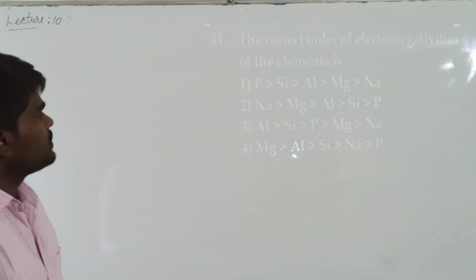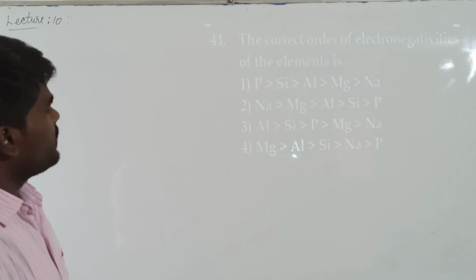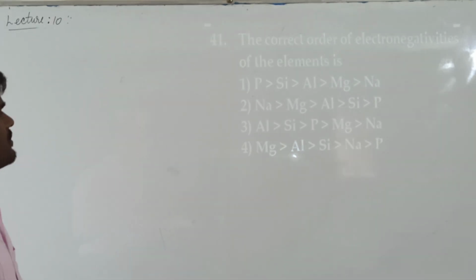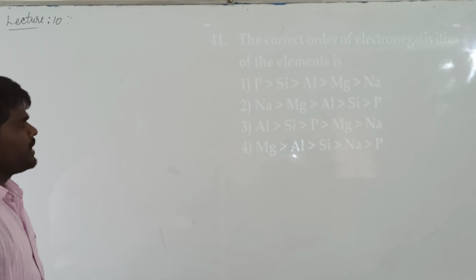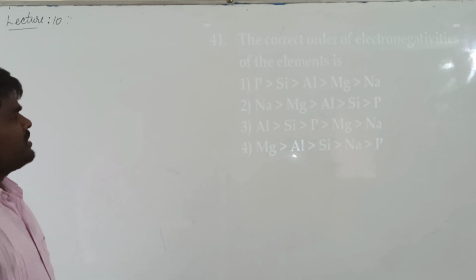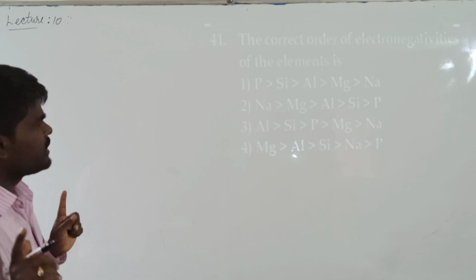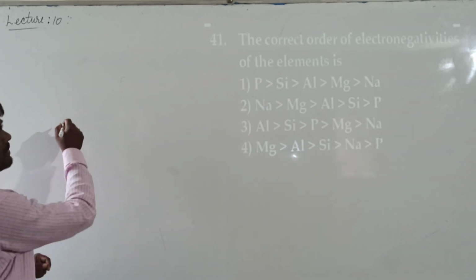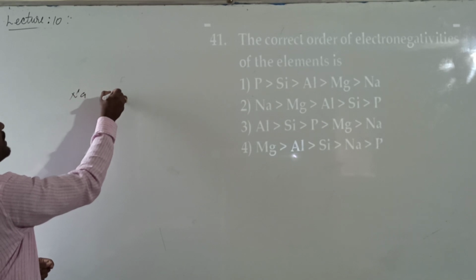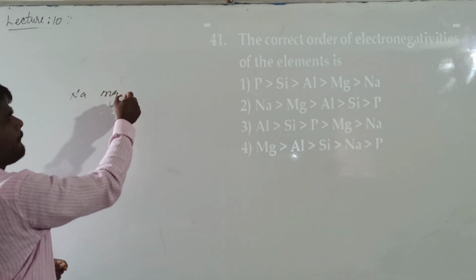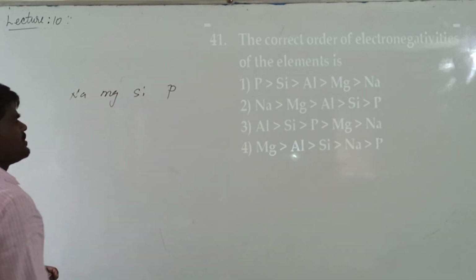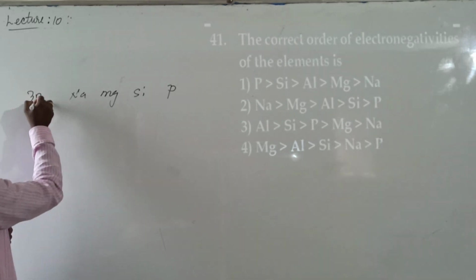Here comes our first question. The correct order of electronegativities of the elements is: he has given some elements and is asking us to identify the correct order. If you observe the elements, all of them belong to the third period of the periodic table. Here is sodium, magnesium, aluminum, silicon, phosphorus. These all belong to the third period.